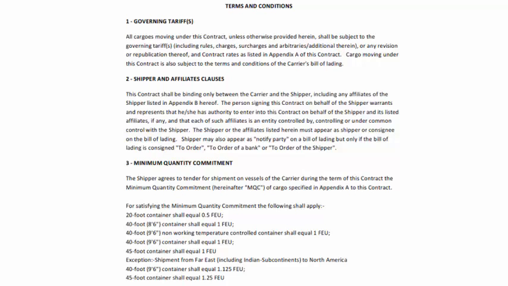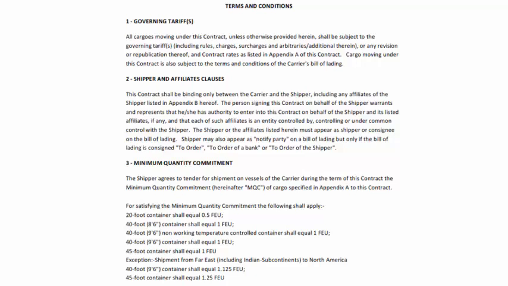Let's point out now that it's important to not only understand the terms of a contract, a service contract with a carrier, but what the back of a bill of lading actually says. Number 2, we can run through this fairly quickly, shipper and affiliates clause. Basically, that says whosever name appears in the contract, that's who the contract is with, in addition to any listed affiliates, divisions of a company, for example. But also that whoever signs the contract has the authority to enter into the contract, an important legal consideration.